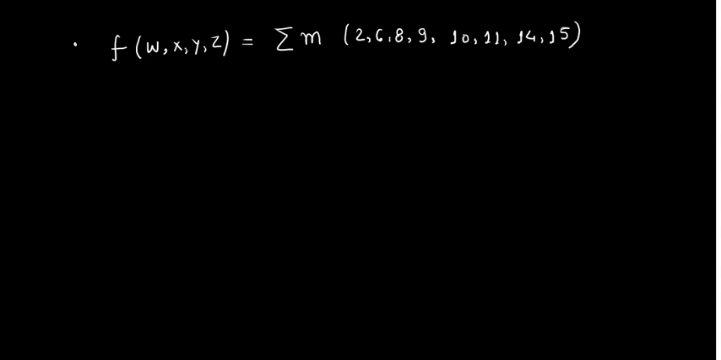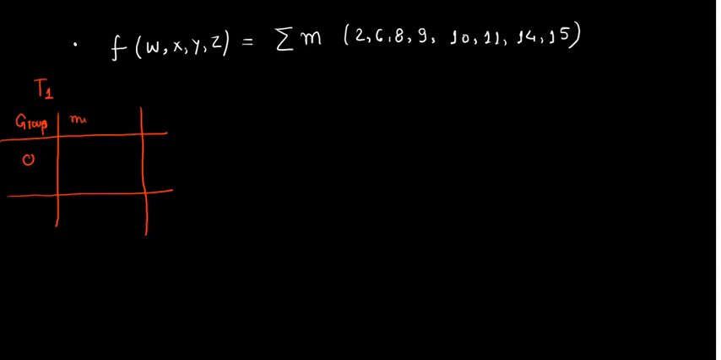We can go to 5 or 6 also. First, let's try to make table 1. The table will consist of 3 columns. Group name: 0 corresponds to the minterms. The elements of this group are all the minterms which have number of 1s equal to 0.